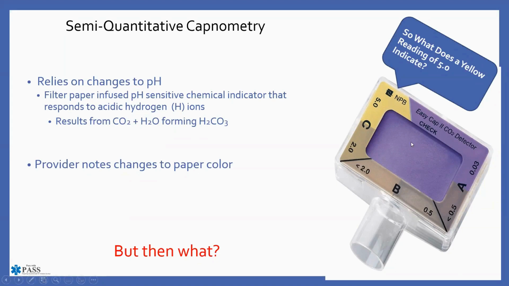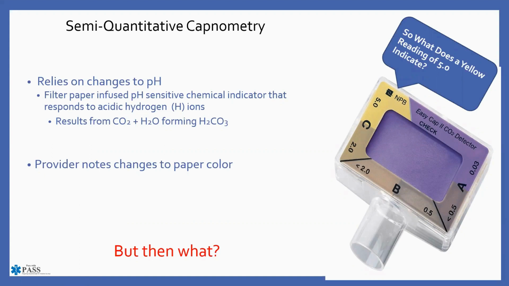Once you have placed this on, the provider should note a change to the paper color. Most of us would say it goes from purple to yellow. And you may have heard or remember something from when you were in class about Big Bird is good and Barney is bad, right? There are all these different ways that students come up with, and that's fine, whatever makes it stick for you.